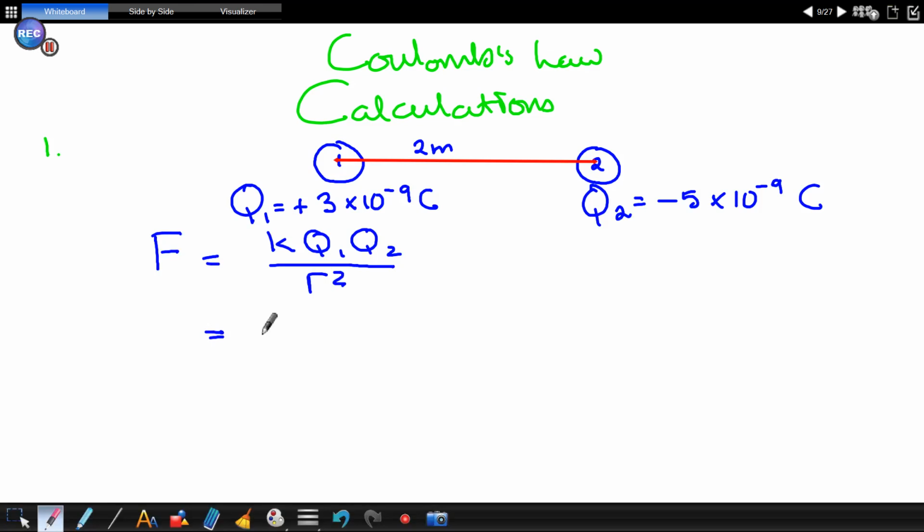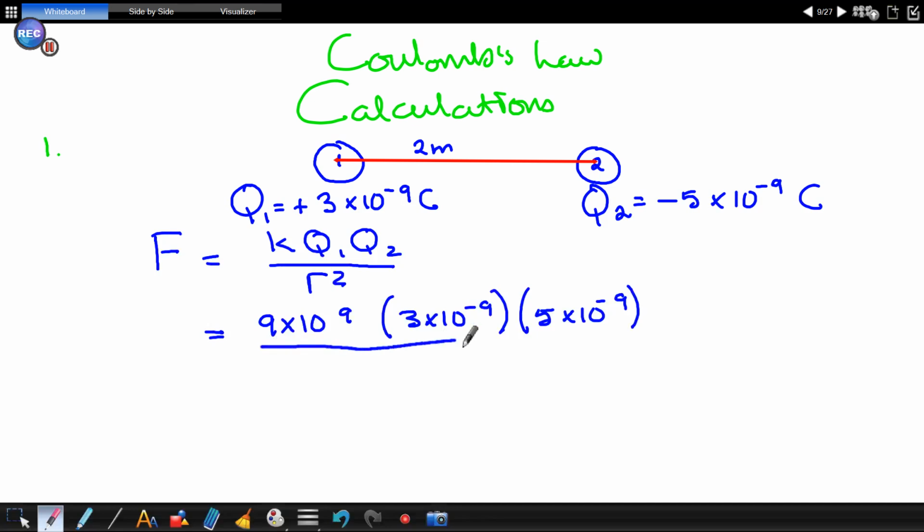This is now K. Please don't guess. I often find people writing the wrong value for the constant. Just put your eye on your data sheet and get it from there. 9 times 10 to the 9, times 3 times 10 to the minus 9, and then times 5 times 10 to the minus 9. And then R squared is just distance, not radius. It's the distance between the centers of the two charges, 2 squared. We use meters.